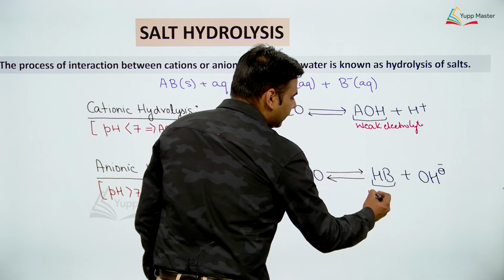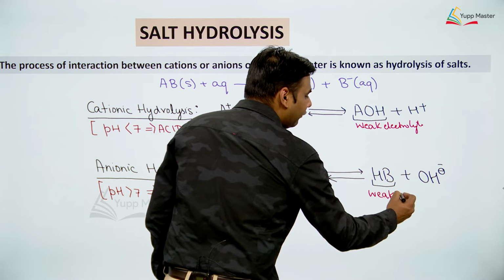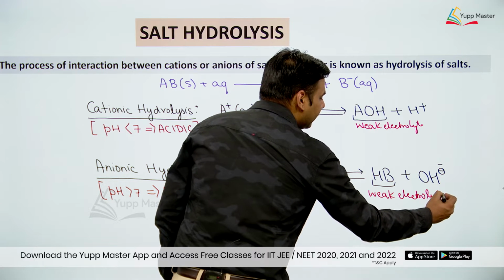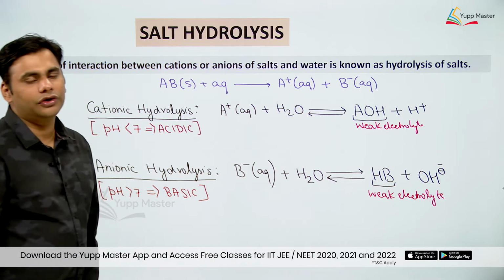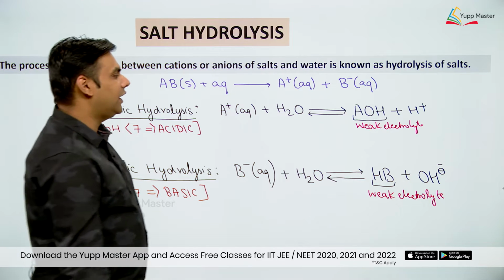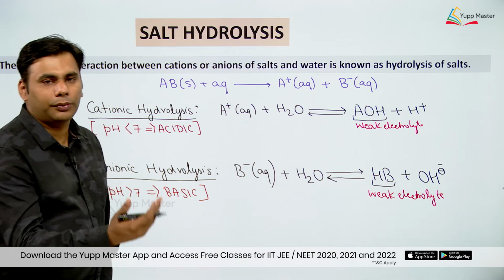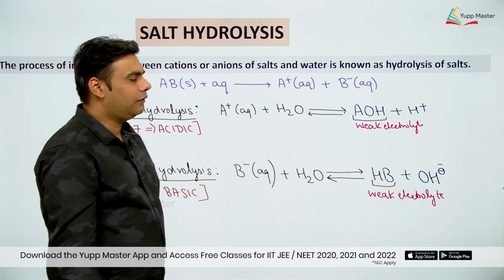Now this Hb has to be a weak acid, because if it is a strong acid, then it will again dissociate back into the original anion. So basically we have to look for whether these electrolytes formed, acids or bases formed, are strong or weak.